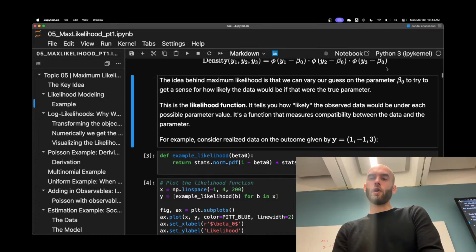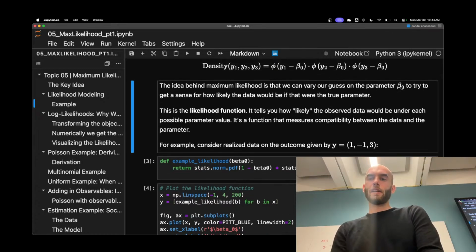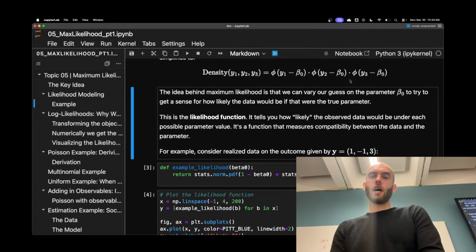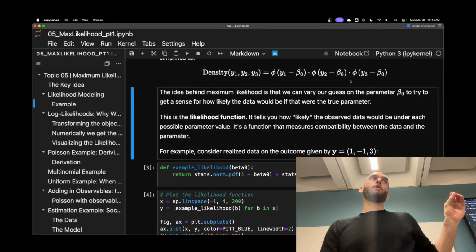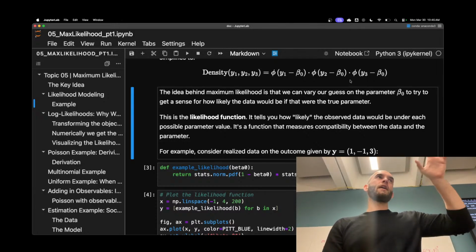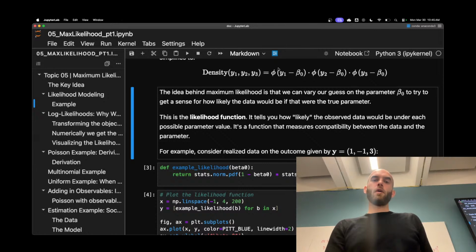And all we're going to do, we just have one parameter, beta 0. But because each of these different observations are drawn from the same underlying distribution, each of these 3 models is going to be exactly the same. So the model predicting y1 is the same as the model predicting y2, and is the same as the model predicting y3. And then we're just multiplying them together.